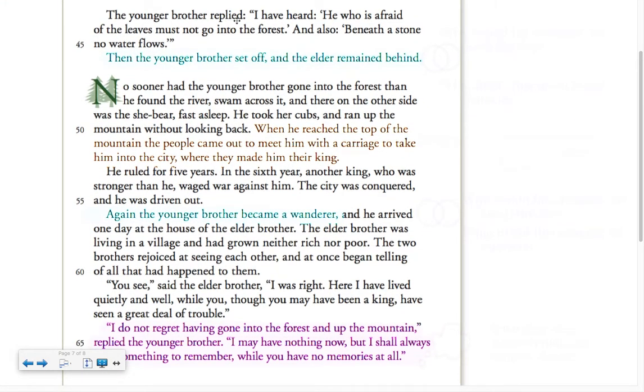The younger brother replied, "I have heard, he who is afraid of the leaves must not go into the forest. And also, beneath a stone, no water flows."